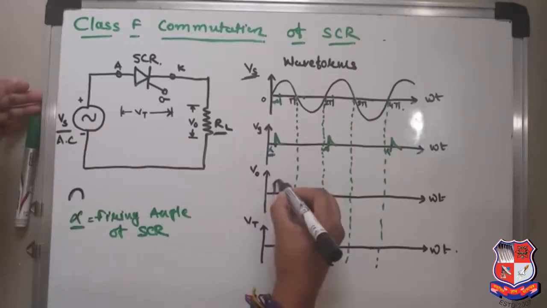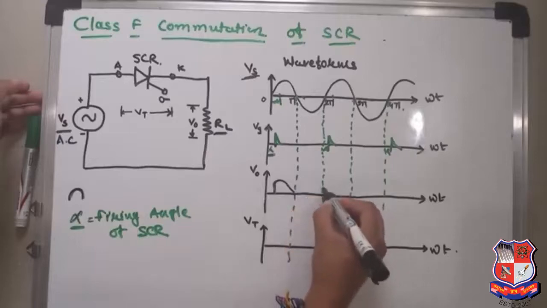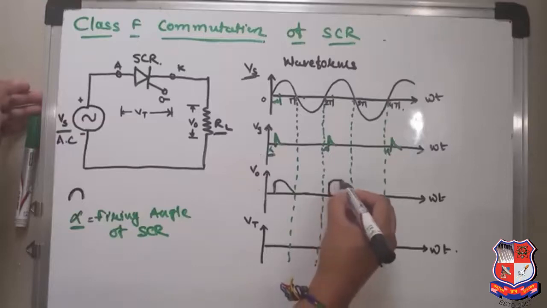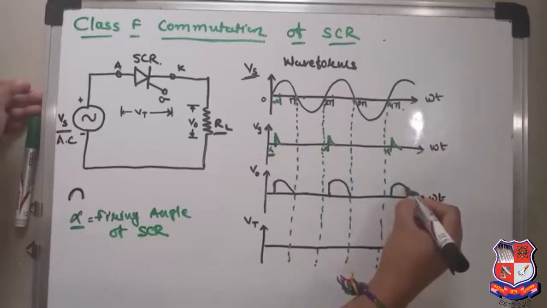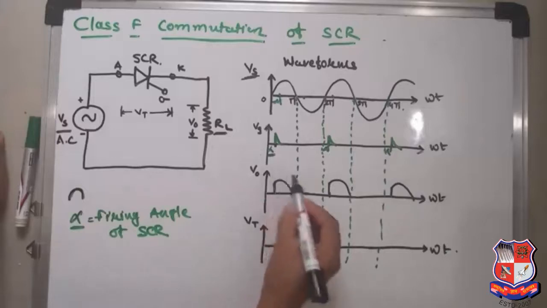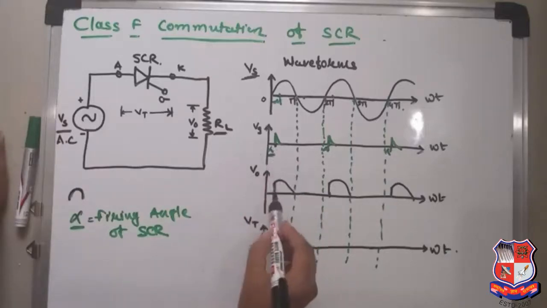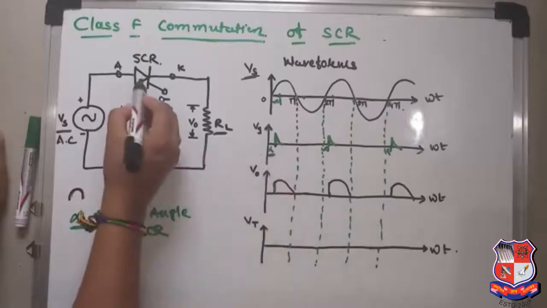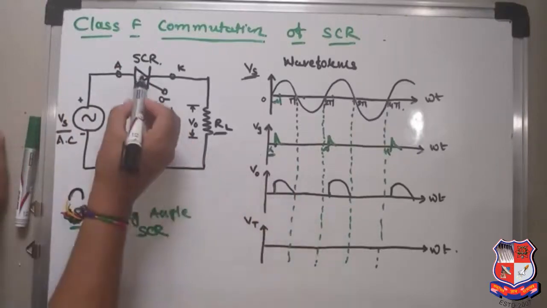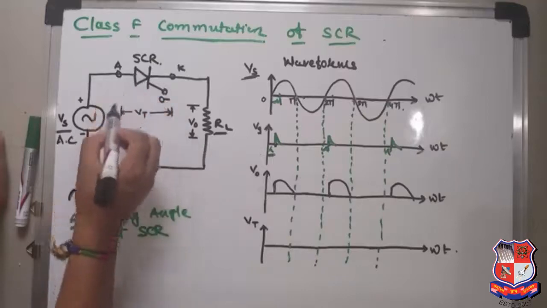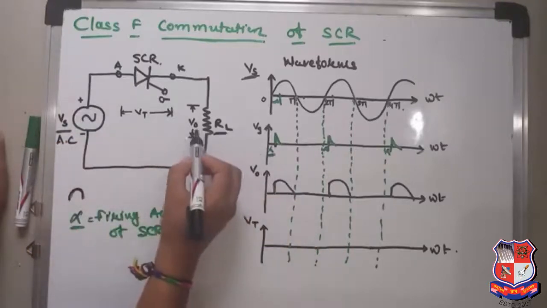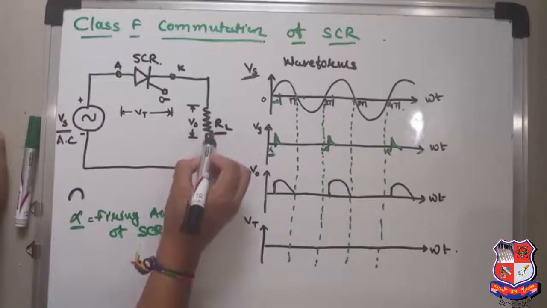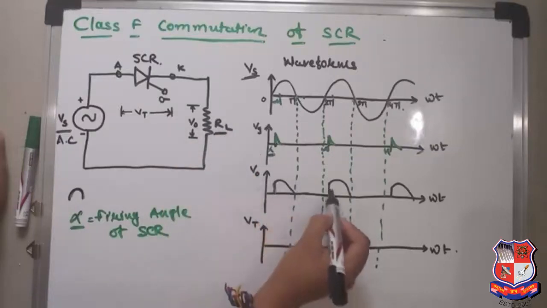At an angle of alpha you will get the controlled output voltage, because at an angle of alpha the SCR is triggered. The SCR is now in the conduction mode, so current starts to flow from the source to the load, and you will get the output voltage, which means the voltage across the load. So here you will get a waveform like that.